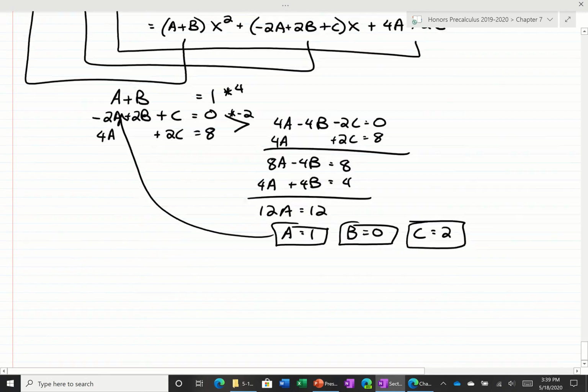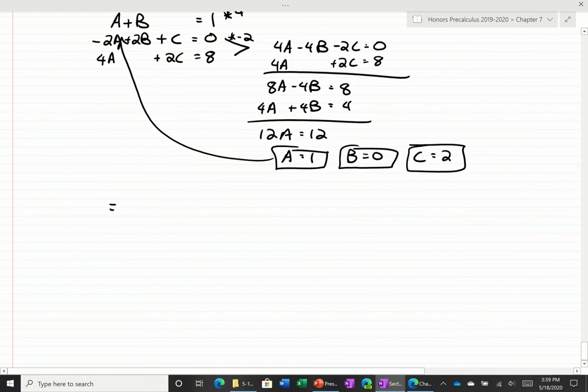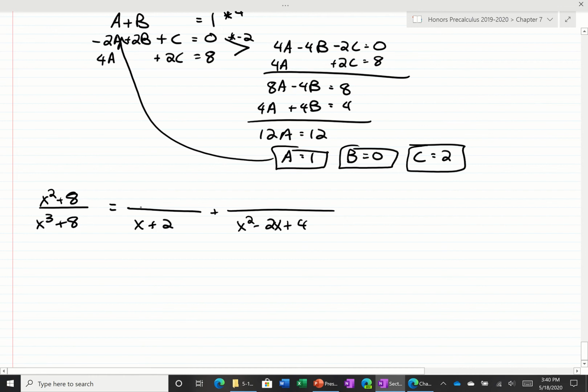All right, as far as our actual decomposition, we would say that x squared plus 8 over x to the third plus 8 is equal to x plus 2. The other one's going to be x squared minus 2x plus 4. This will be 1. B is 0, so there's no x, and then you're just going to have 2 over here. That's where that comes from.